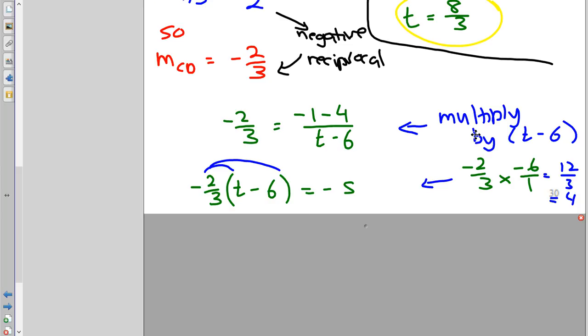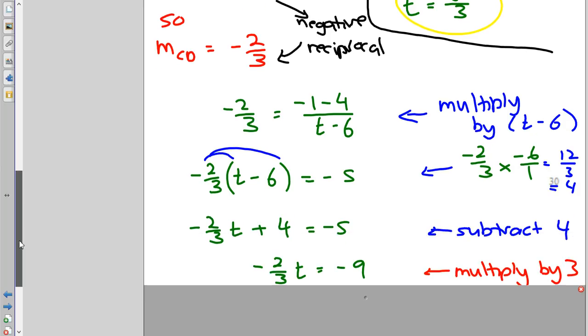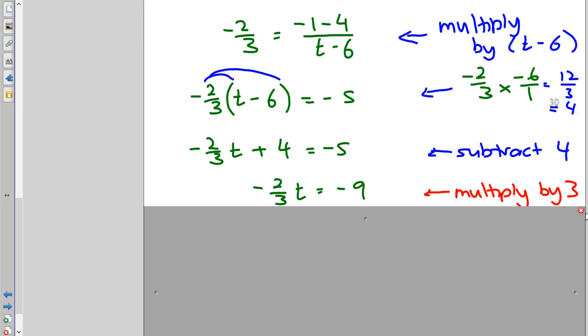So what I did, instead I multiplied both sides by t minus 6, so I took negative 2/3, multiplied by t minus 6, and so on. And then it got a bit complicated, so to be honest, cross multiplication would have been a better method, but I've written this up already, so I'm just going to stick with it.